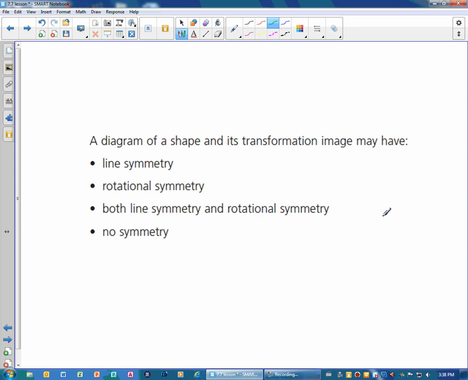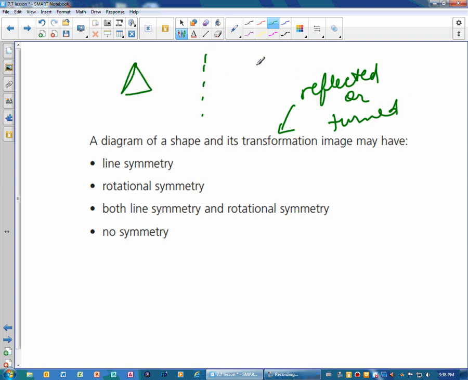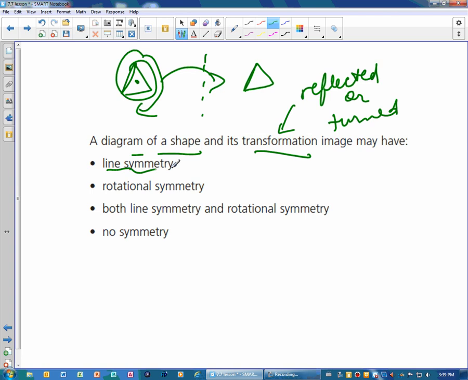So transformation just means that it's been reflected or turned. Reflected meaning flipped over a line, so this ended up over here. Or turned means put your dot in the center and then turn it on itself. So the diagram of the shape and its transformation, the original and the new, may have line symmetry. It may have rotational symmetry. Lots of times it has both, but it could have none.